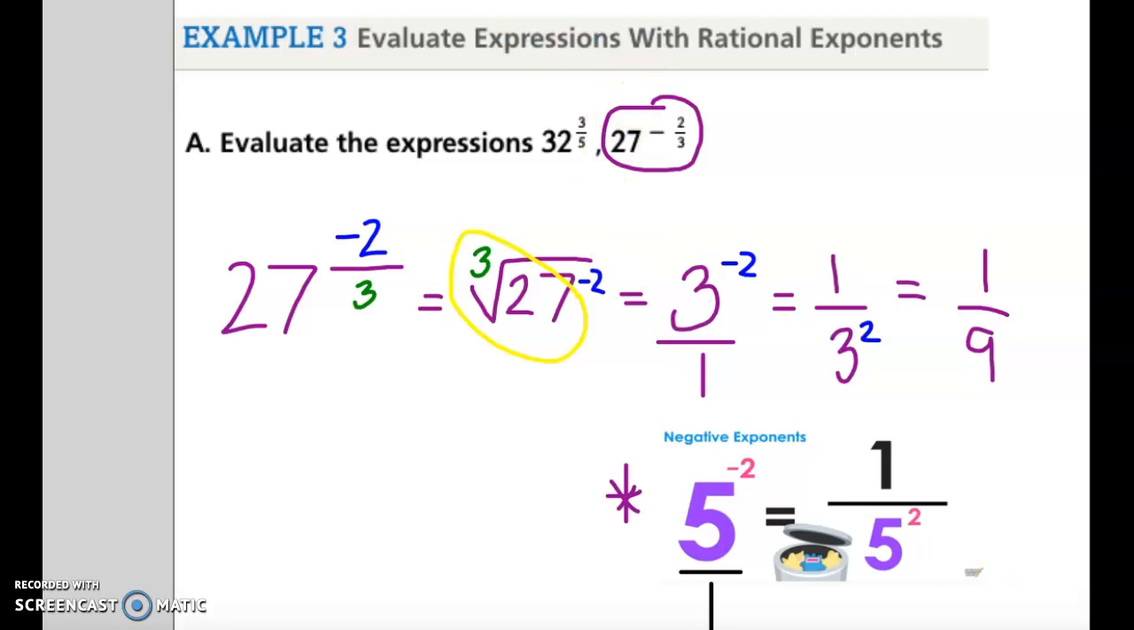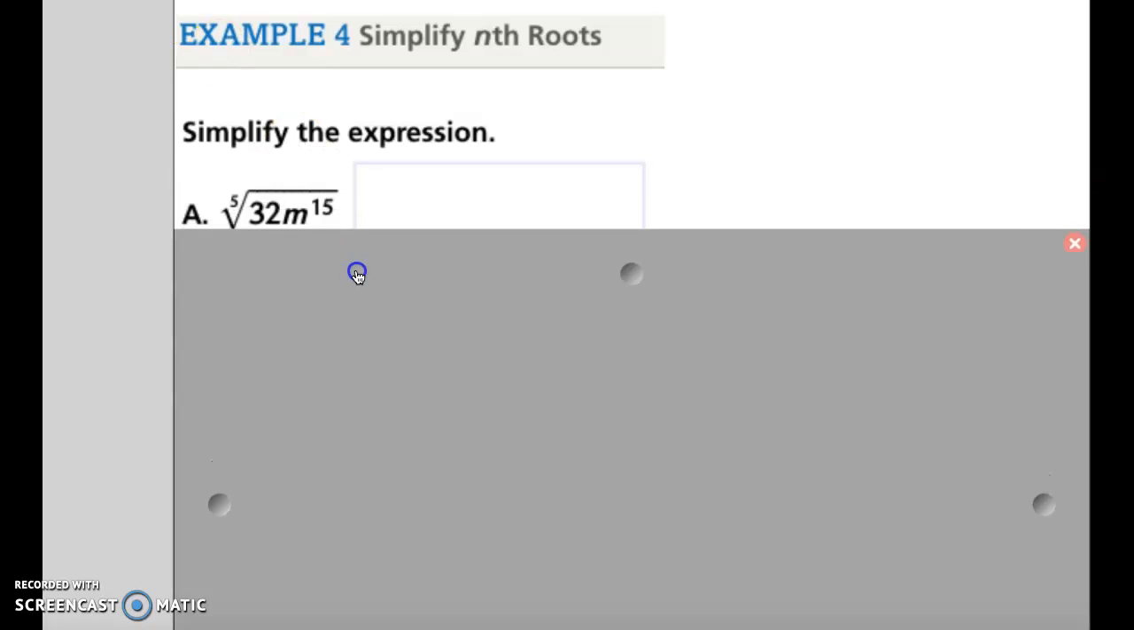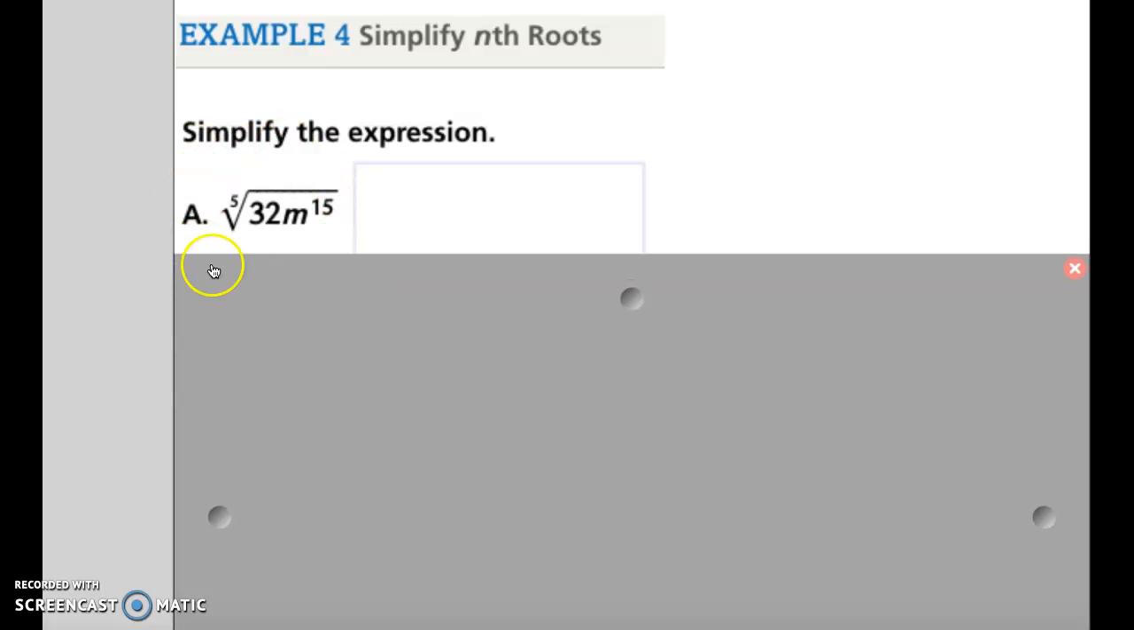So a quick refresher. The next and last example we're going to work with in 5.1 is simplifying nth roots, simplifying radicals. That's what we've really been doing all section here, but this time let's take a look at something like this. Basically, it just combines numbers and variables, right? Before, maybe I would have just given you, what's the 5th root of 32, and what's the 5th root of m to the 15th? But it's just put together.